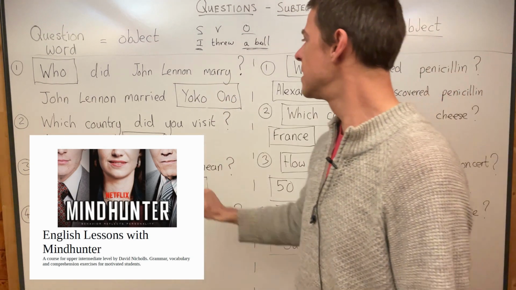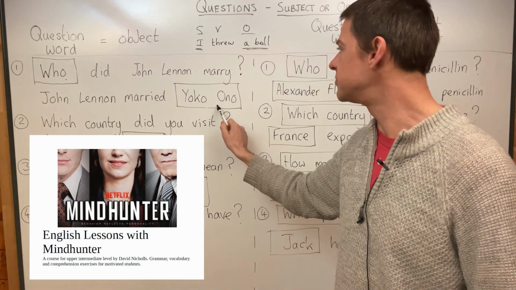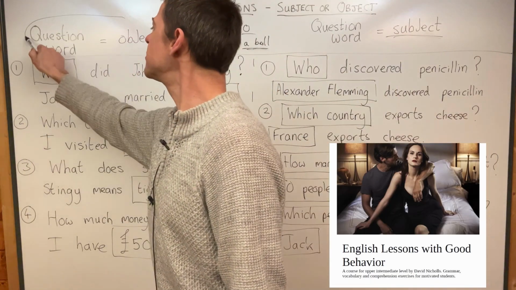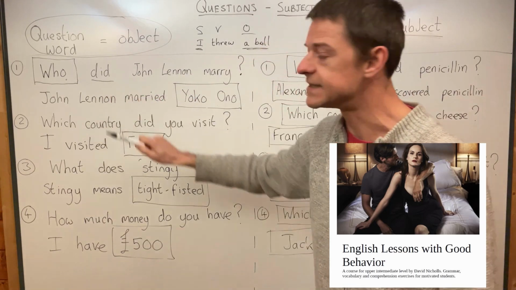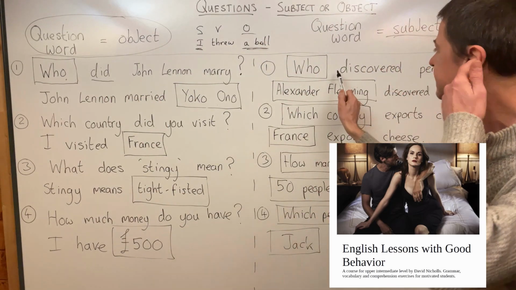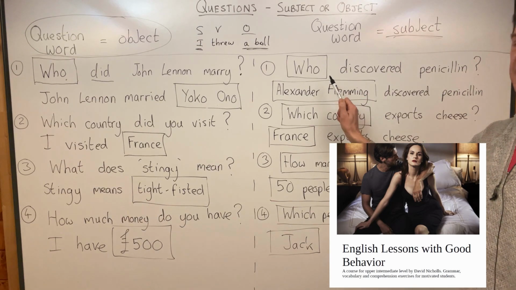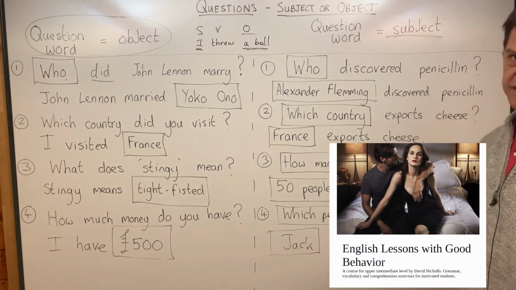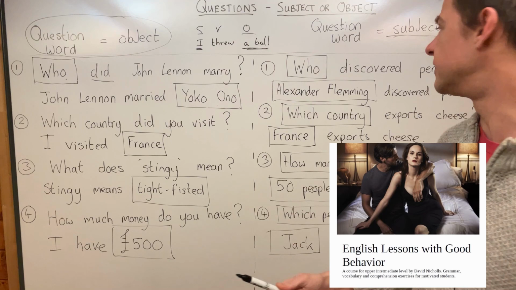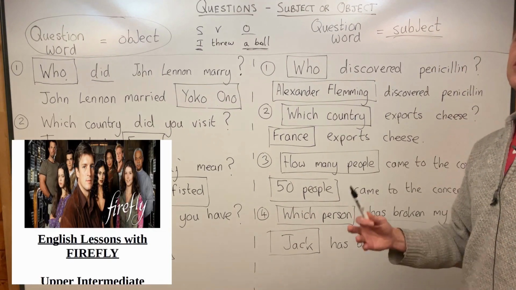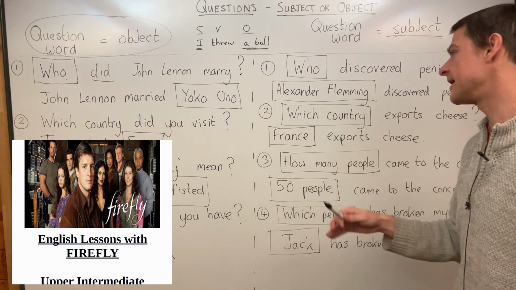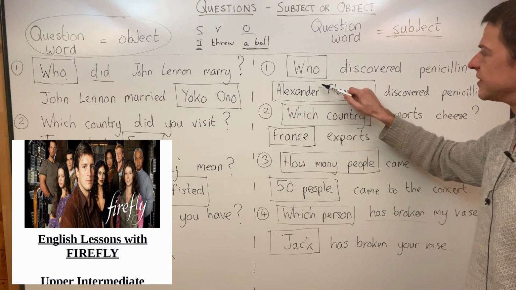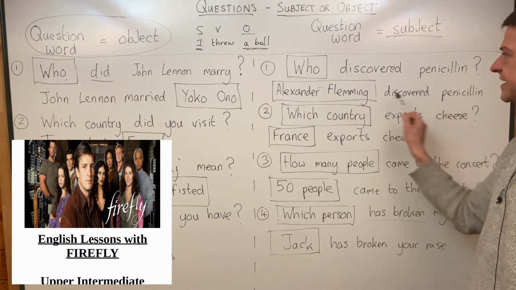In this one, the question word is the object. So it's only when the question word is the object that we need to use a did. We mustn't use a did in this one. It's not who did discover. It's just who discovered penicillin. Who wrote War and Peace? Yeah, who produced this film? Yeah, something like that. Okay, because the answer is the subject of the sentence.